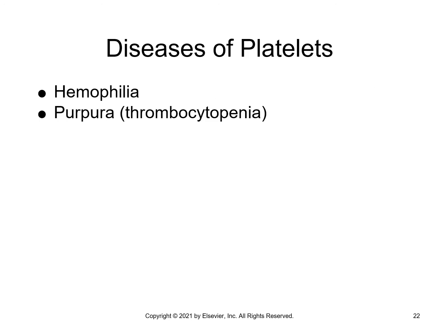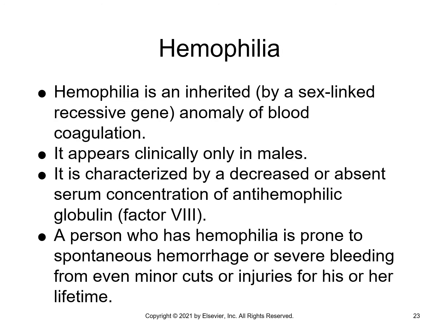Now we're going to move on to diseases of our platelets, and remember our platelets are responsible for our blood clotting. So the first one we're going to talk about is hemophilia, and our second is purpura or thrombocytopenia. Now hemophilia is inherited. It's a sex-linked recessive gene, meaning that really only men are going to suffer from this.